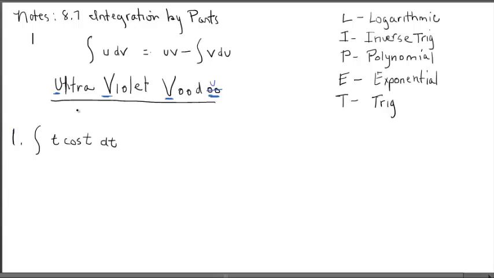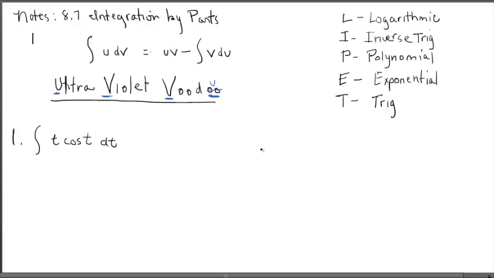For our first example, we're going to integrate using the technique of parts. You can see we have a product of a polynomial function, t, and a trig function, cosine. As you look at the different pieces and components of this formula, there are four different things going on: we have u, we have v, then we have du, and then we have dv. So there are four pieces to this integration by parts method. If we can set up the u dv part correctly, then we can use ultraviolet voodoo to help us integrate.